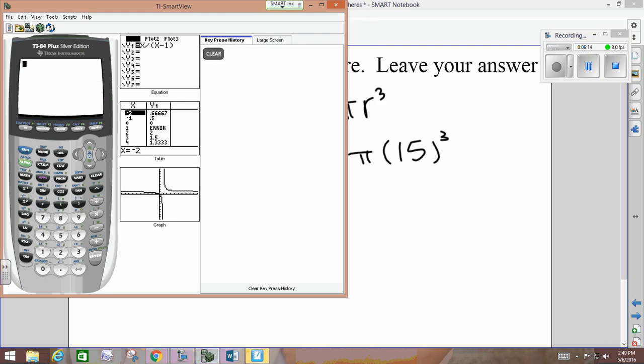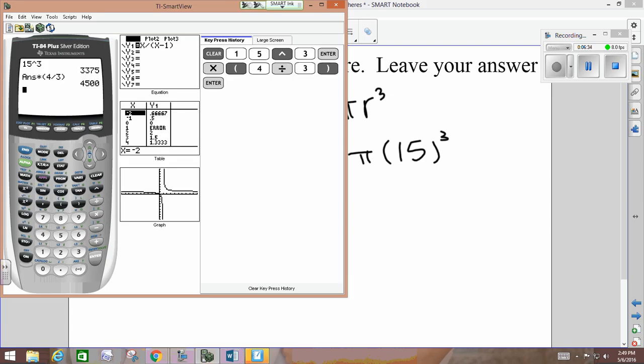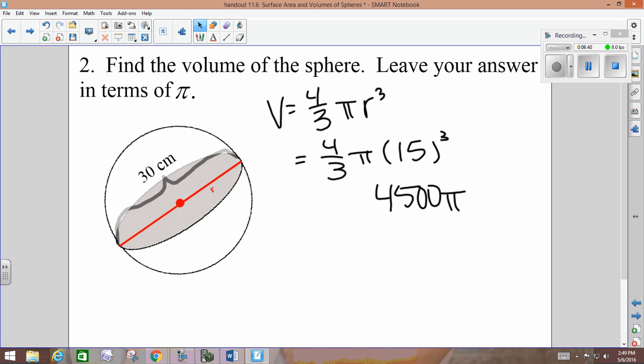So over here on the graphing ones, if you don't know where your cubed button is, you just do 15 caret 3, or 15 times 15 times 15. You can do it that way too. And then take that times 4/3. So 4 divided by 3. And you should get 4,500 pi then for your answer. Centimeters cubed.